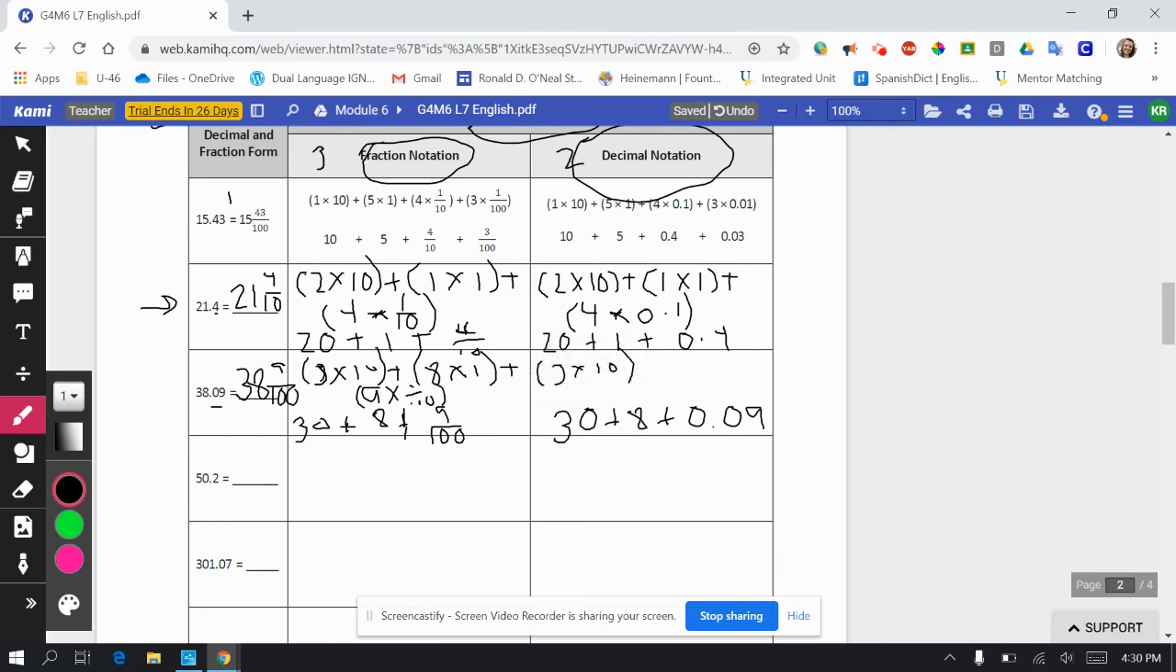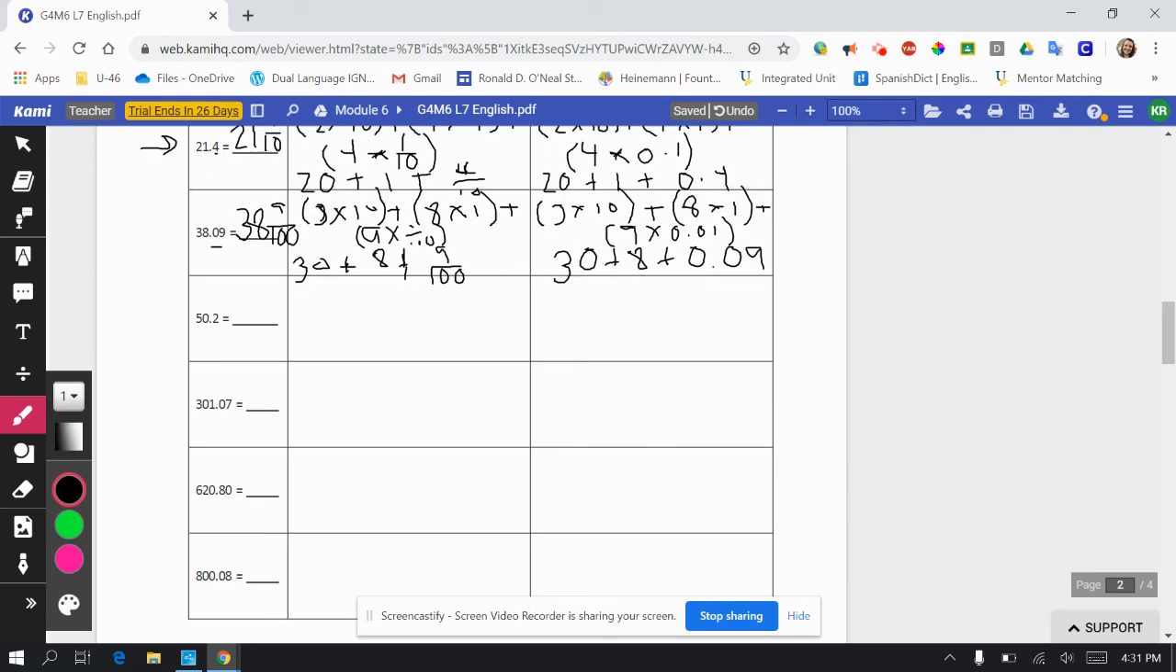And then over on the decimal notation side, now it's 3 times 10 because 3 is in the tens place. And then it's 8 times 1 because the 8 is in the ones place. Plus, and then it's 9 times 0.01 because 9 is in the hundredths place. Whew. All right, if you need to see one more example, keep going. If not, please move on to your homework assignment.